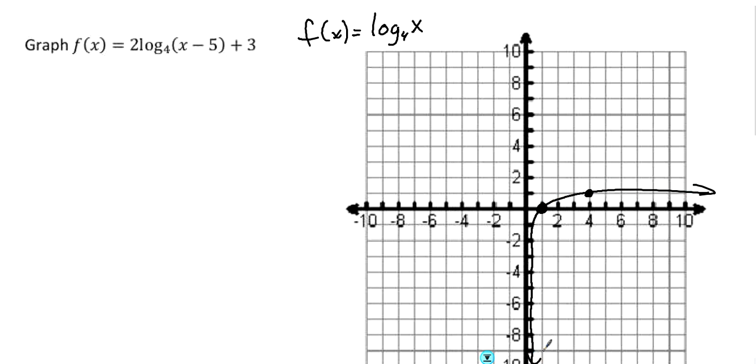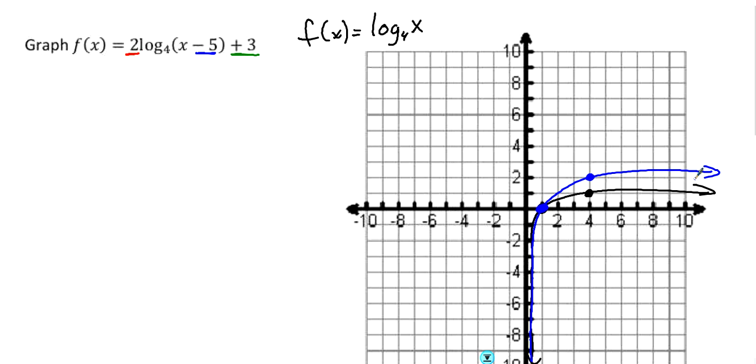That's my parent function. Now, let's look at our transformations. This is our horizontal shift. This is a vertical stretch. That is a vertical shift. So let's talk about our vertical stretch first. When we start off with this vertical stretch, we're going to multiply our y values by 2. So this point stays exactly where it is because 0 times 2 is 0. This vertical distance is 1, and 1 times 2 is 2. So this is our vertical stretch.